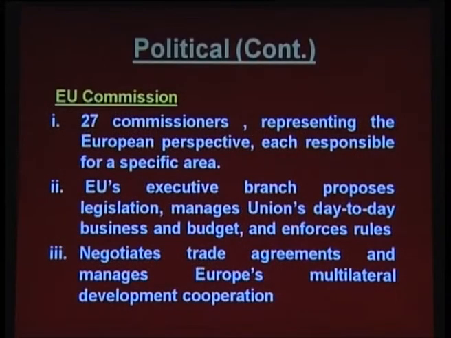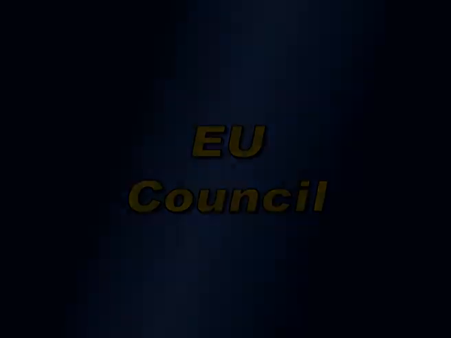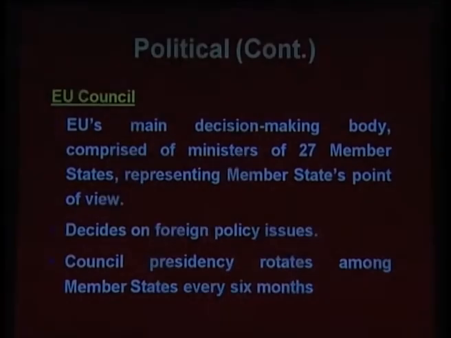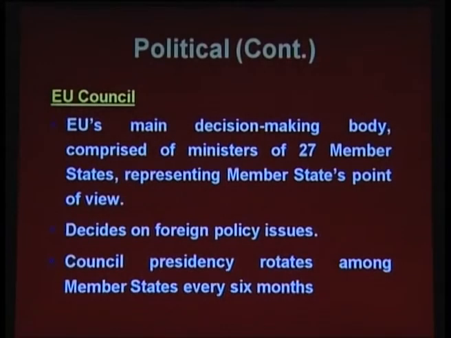This Commission is the European Union's executive branch. It proposes legislation, manages the Union's day-to-day business and budget, and enforces rules, and it negotiates trade agreements and manages Europe's multilateral development cooperation. The third most important political entity in the European Union is the European Union Council, which is the main decision making body. It is comprised of ministers of 27 member states representing member states' point of view.